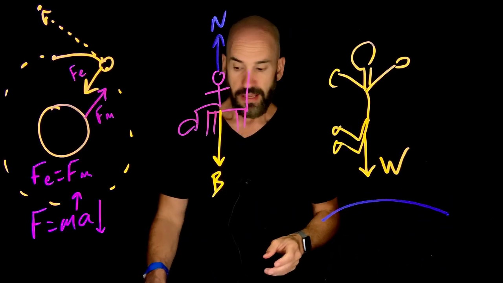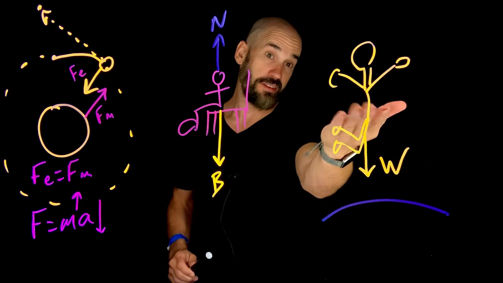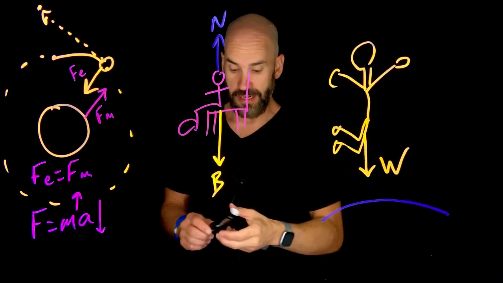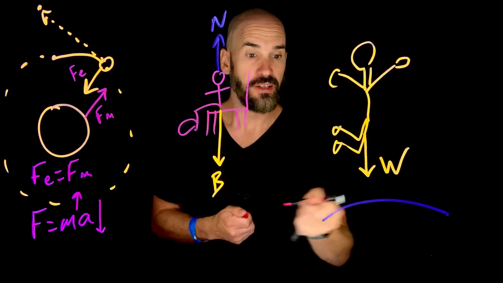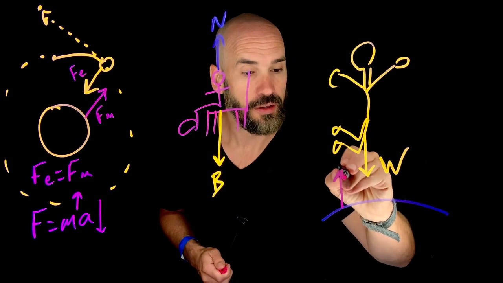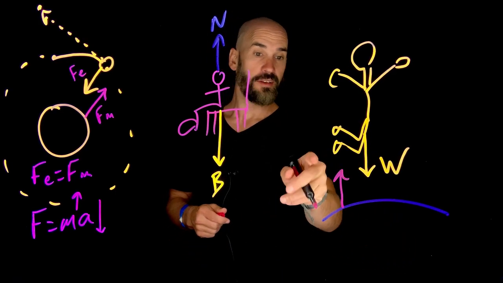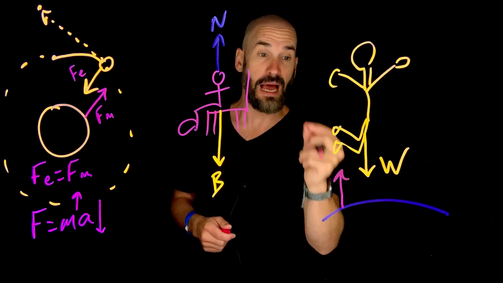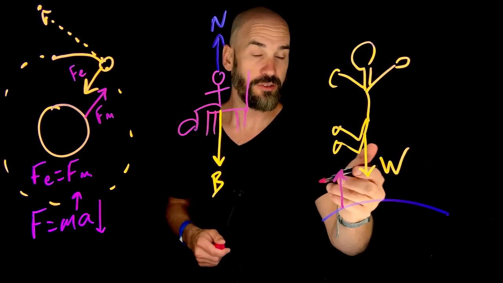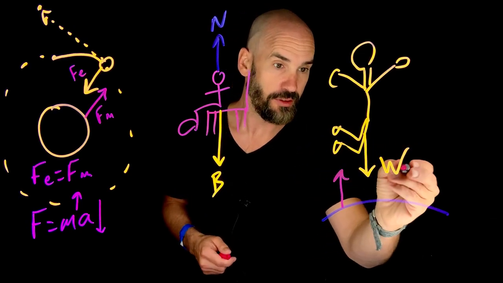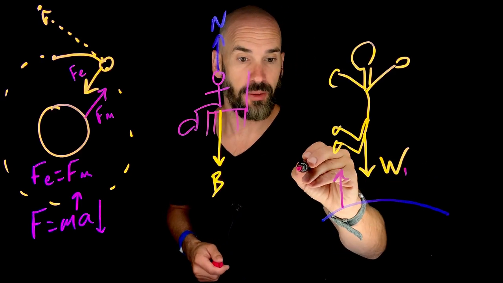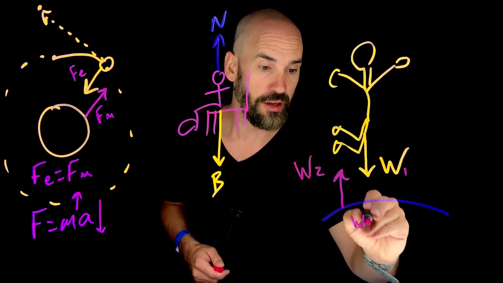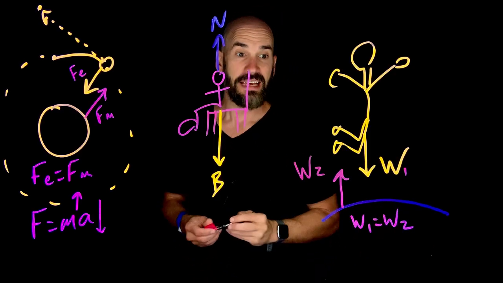And so let's say this is me. If I jump, I am actually pulling up the Earth with an equal and opposite force to my weight. So if this is W1, then I'm pulling up with some W2, where W1 equals W2, okay?